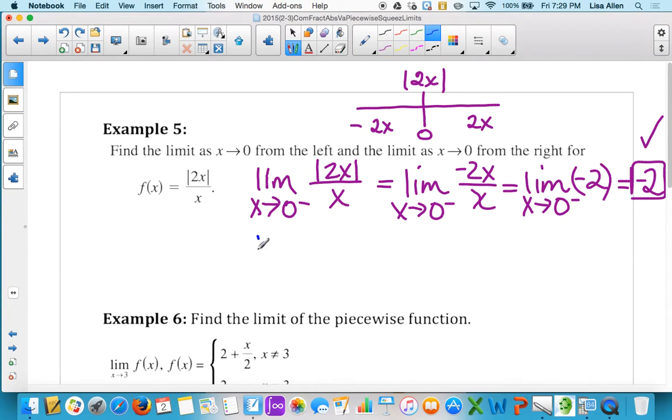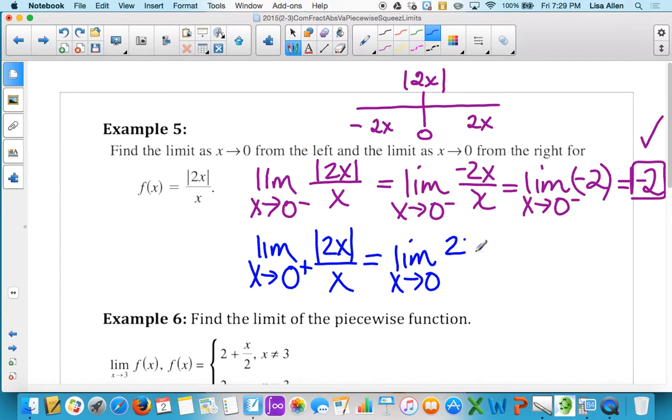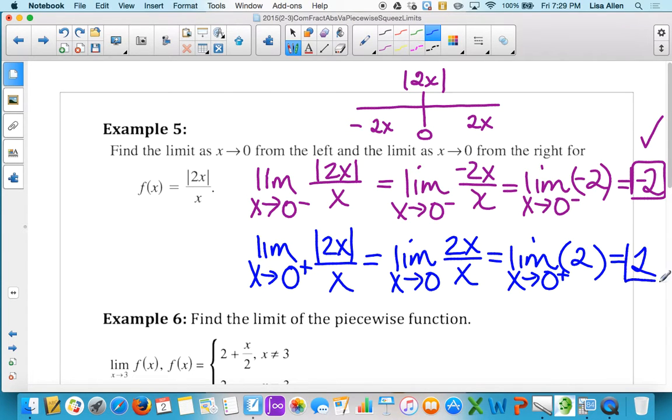Then if I take the limit as x approaches 0 from the right of the absolute value of 2x over x, that will be equal to the limit as x approaches 0 of 2x over x, which is equal to the limit as x approaches 0 from the right of 2, which is just the value 2. Now, you may ask, well, the limit of a constant. There's no x to change the value.